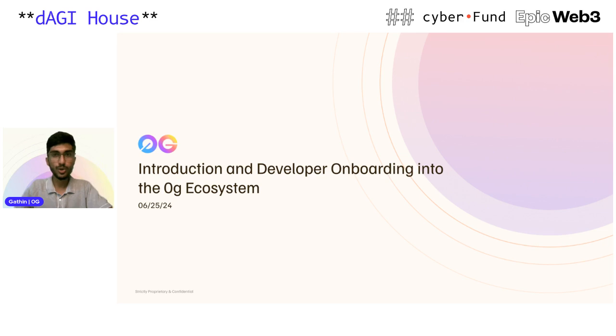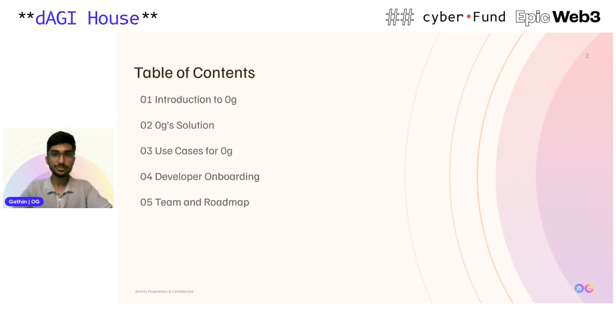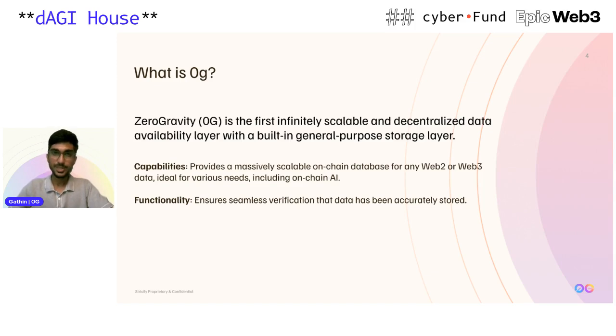I'll give you an overview on what problem. I'll just go to the next slide. Yes, so I will be talking about the introduction to the Zero G ecosystem, what problem Zero G solves, and a detailed explanation of Zero Gravity's architecture, the use cases for building with Zero Gravity, how as a developer you can get onboarded into our ecosystem, and a detailed explanation about our team, our roadmap, and our vision and mission. So it'll be a pretty good walkthrough of our product. I'm excited to get started. Hope you're excited too. So, what is Zero G?